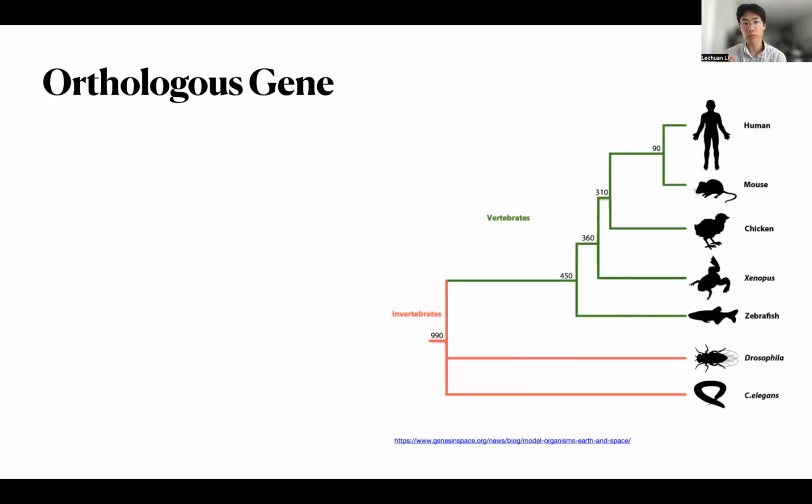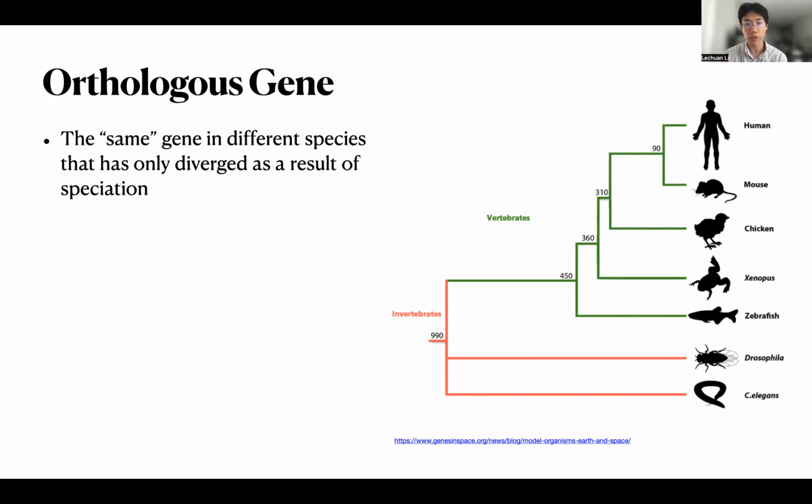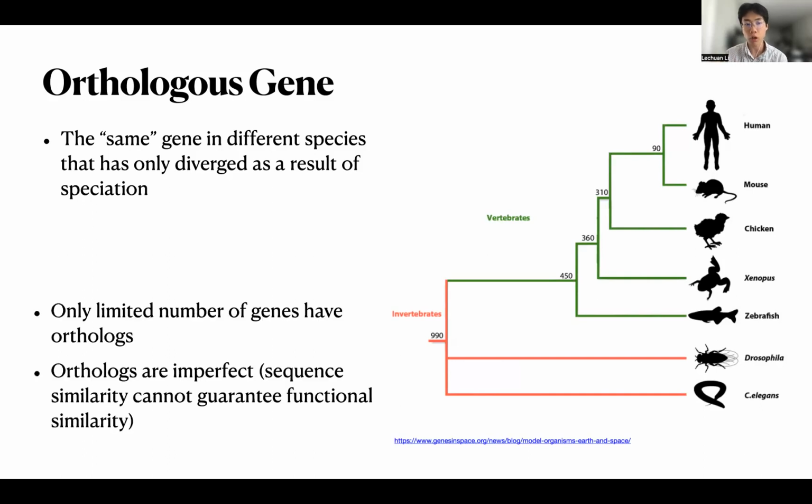Researchers have already used orthologous genes as a link between different species to transfer knowledge. Orthologous genes are genes in different species that have only diverged as a result of speciation. But there are two main shortcomings in directly using orthologous genes. The first is that only a limited number of genes have orthologs, and depending on the evolutionary distance, the number also varies between different pairs of species.